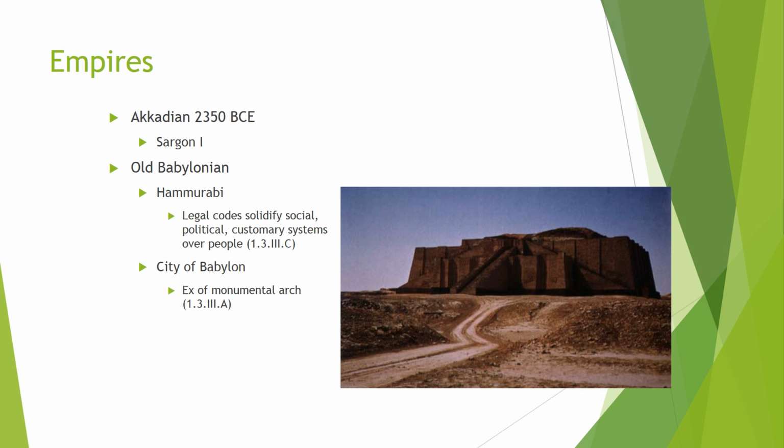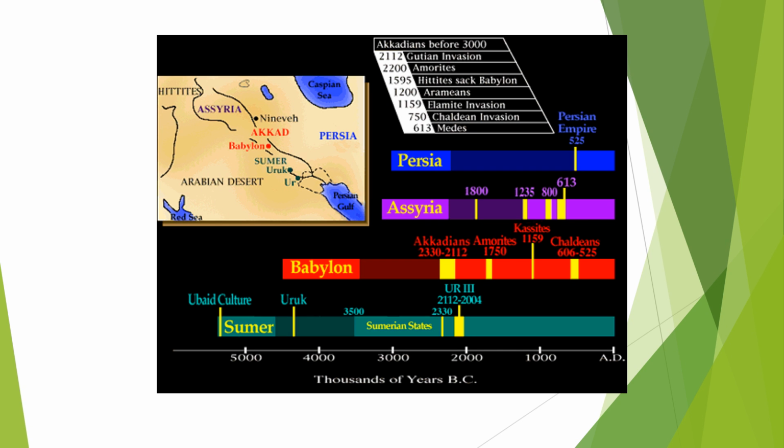And this is an example of monumental architecture. Go back to 1.3.3.a, looking at monumental architecture being developed by early civilizations, right? Urban planning, architecture. Look at the ziggurats and the way that palaces are built and all that kind of stuff.